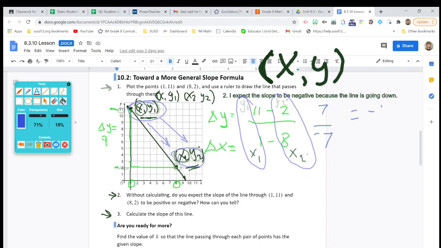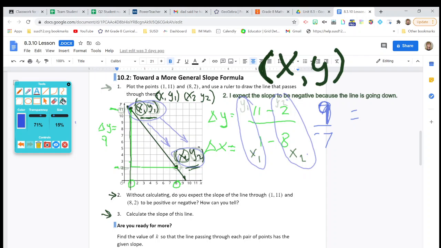Negative 1. I'm going to double check that. 11 minus 2. So the change in, oh, it's not 7, it's 9. I felt like I was making a mistake. 9. I just can't do this and talk at the same time. You should tell me if you see mistakes that I don't catch.